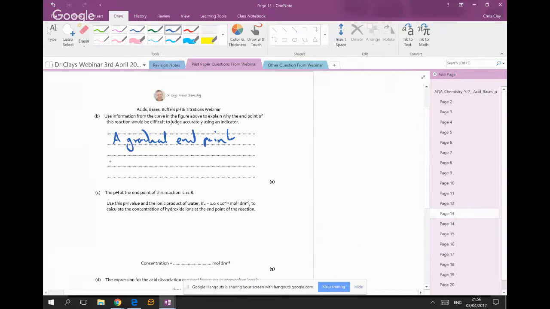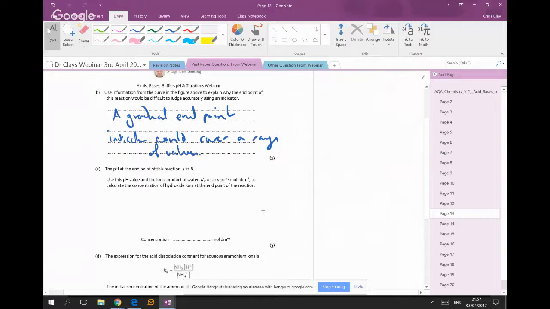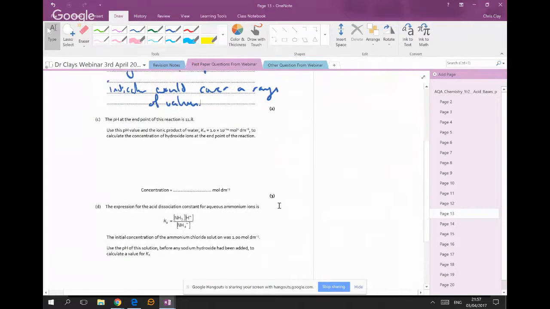And so the indicator would cover a range of values. So it's not an easy experiment in which you'd be able to work out the endpoint. The endpoint of the titration is 11.8.